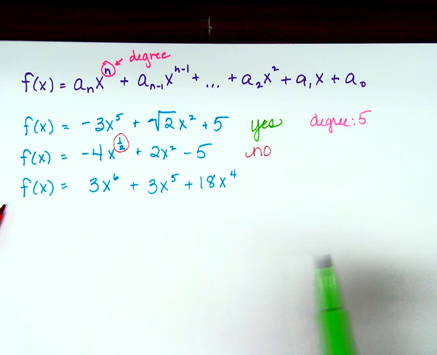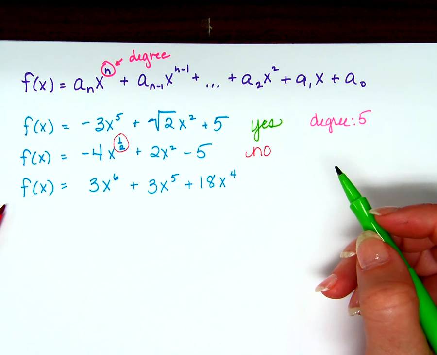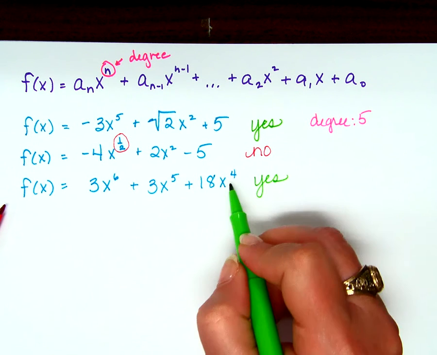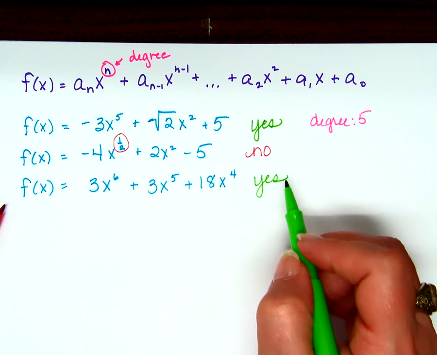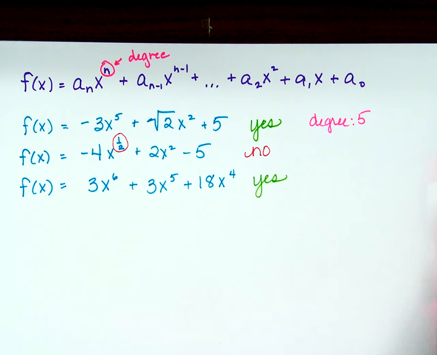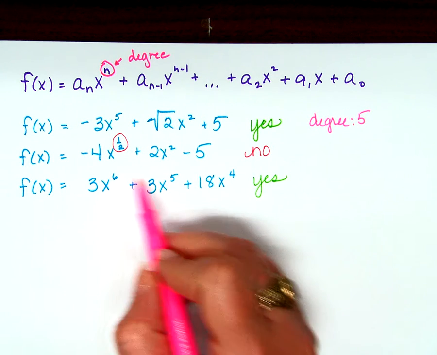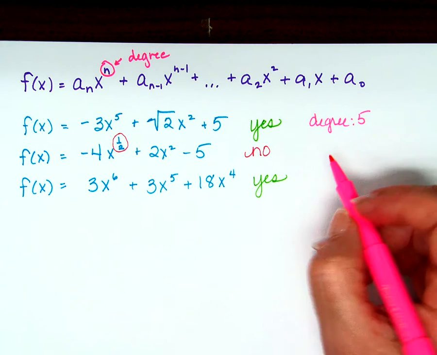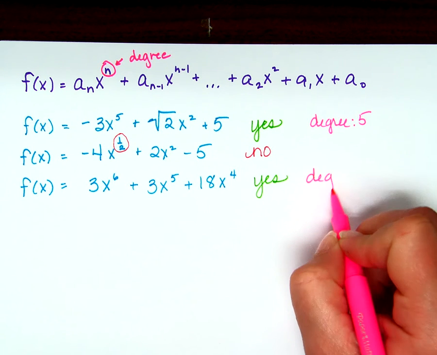What do you think about that? Is that a polynomial or not? Yes. Even though there's not an x squared and an x and a constant? Yeah, it's still allowed to be a polynomial, isn't it? There's no fractional exponents. There's no negative exponents, right? So what's its degree then?